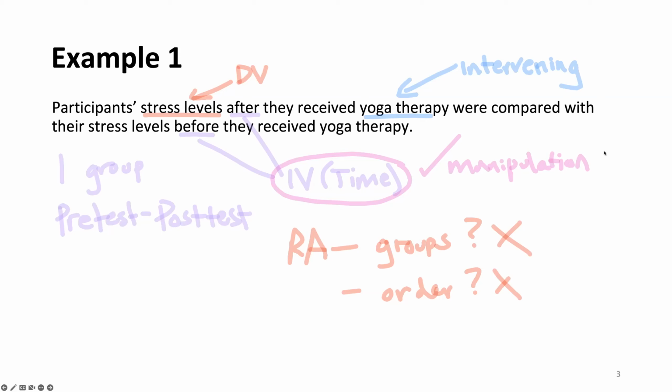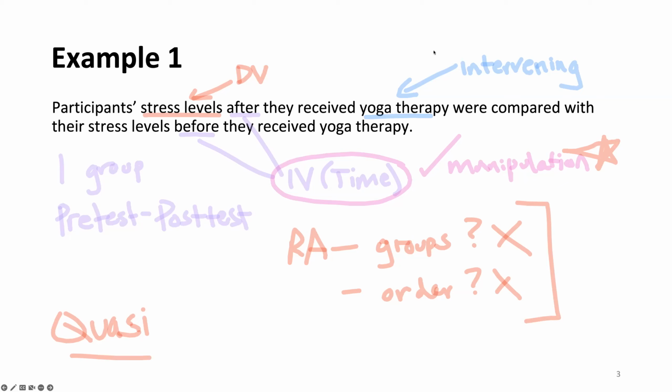And the reason why we're not able to control that is that we don't have multiple conditions or groups that we could look to compare and have a control condition. So this is an example of a quasi-experiment. This is quasi-experimental because we do have manipulation, but we do not have random assignment to groups or order of conditions. And so we're not controlling all the extraneous variables.